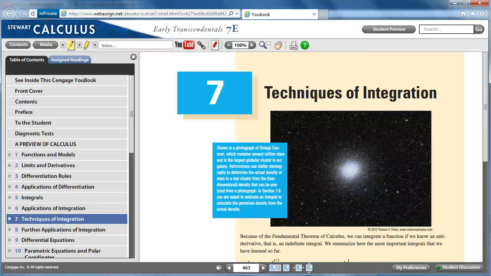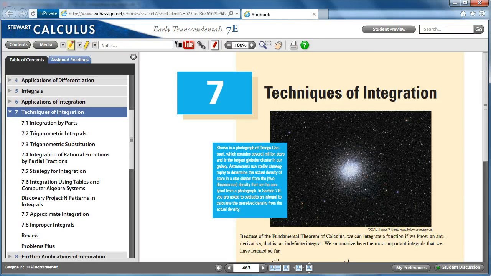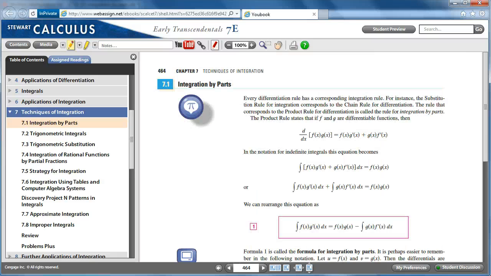Chapter 7, Techniques of Integration. In this chapter, we go through a number of techniques to calculate integrals, and the very first one here is integration by parts. This is basically a reversed product rule.